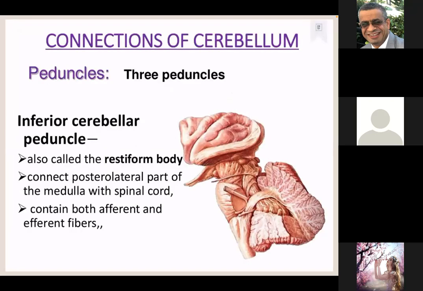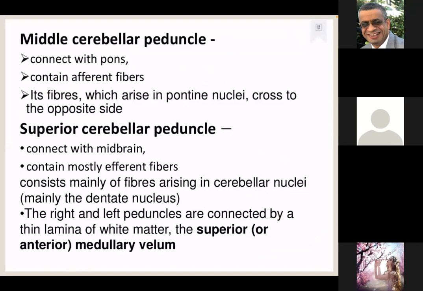Connections of the cerebellum: as we said, it has three peduncles. The inferior peduncle, also called the restiform body, connects the posterolateral part of the medulla with the spinal cord, and contains both afferent and efferent fibers. The middle cerebellar peduncle connects with the pons and contains afferent and efferent fibers. These are fibers which arise in the pontine nuclei and cross to the opposite side. It means that one hemisphere of the cerebellum controls the ipsilateral side of the body.